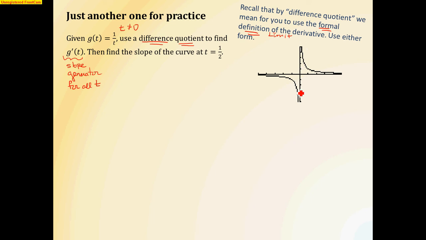Here's the graph, right? You can see that there's a vertical asymptote. The graph doesn't exist at 0. Therefore, no derivative can exist at 0. So I do need to use my formal limit as h approaches 0 of f of x plus h minus f of x all over h. So if you want to pause the video and do this on your own and then see if you match mine.